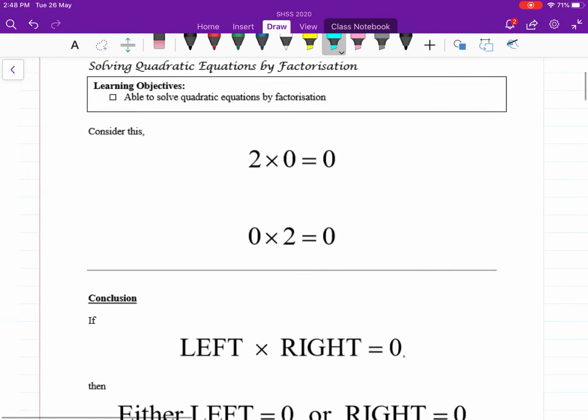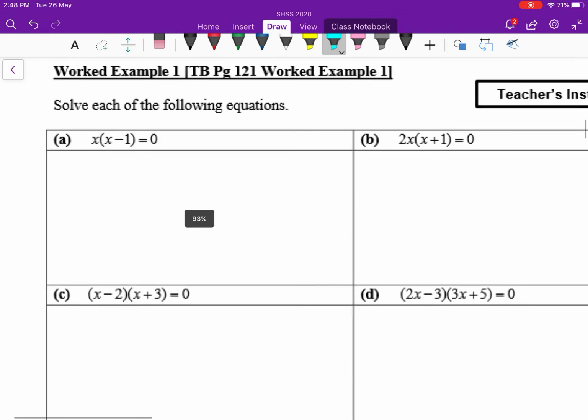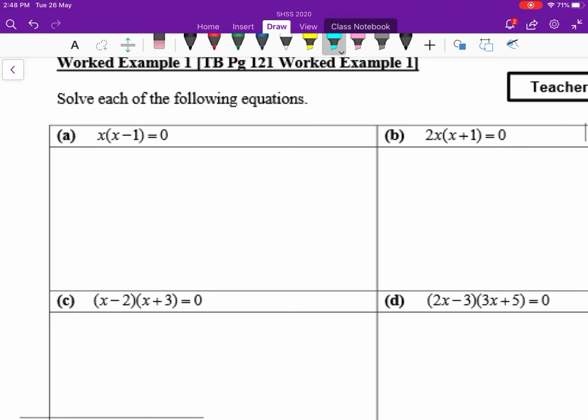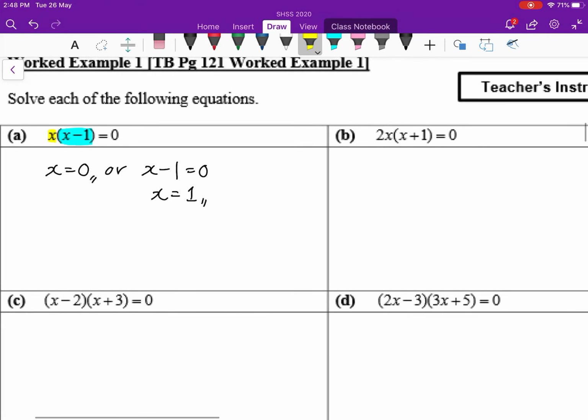Now, we are going to work example number 1. Very simple. x times x minus 1 equals to 0. This is the yellow color one. This is the blue color one. So from the concept that we went through just now, we know that either the yellow color one is equal to 0 or the blue color one is equal to 0. x equals to 0, already solved. This one, if we solve it, we get x equals to 1 and finish. That is the answer.